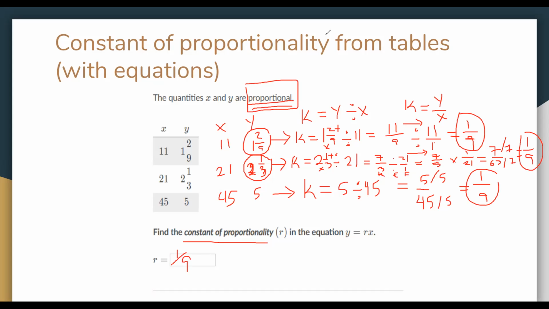Why was it 1 over 9? Because the constant, the relationship between x and y, says that if I multiply 11 times 1 over 9, I get 1 and 2 over 9. 21 times 1 over 9 gives me 2 1/3. 45 times 1 over 9 gives me 5. So that's the whole purpose of finding the constant of proportionality. It is the value that you are going to use to turn x into y.